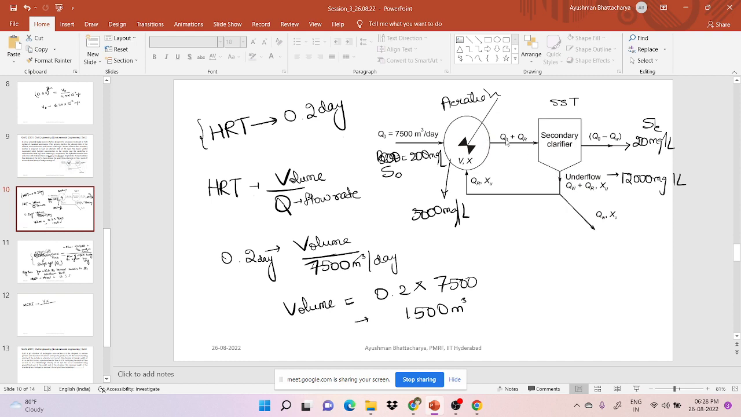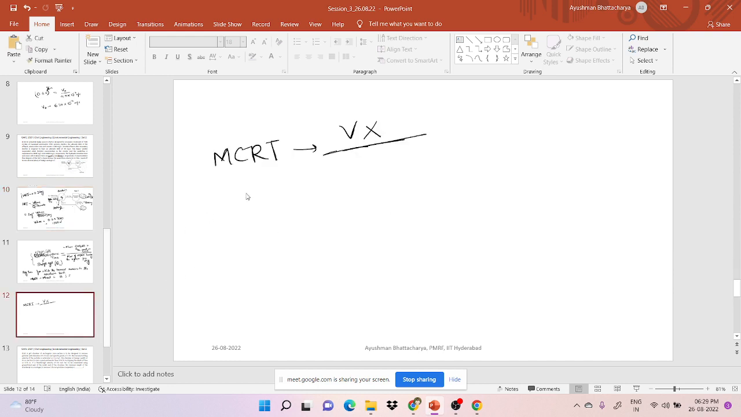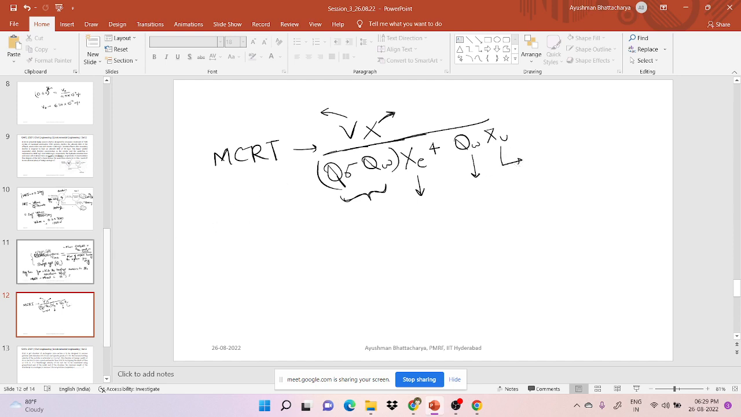So from here it is visible that from the entire system, this much amount is leaving the system. Considering this as one system, what is leaving is (Q0 minus QW) XE plus QW XU. Here V is the volume of the aeration tank, X is the MLVSS concentration in the aeration tank. Q0 minus QW is the outflow from the system. XE is the MLVSS concentration in the effluent. QW is the amount of wasted sludge and XU is the MLVSS concentration of the wasted sludge.